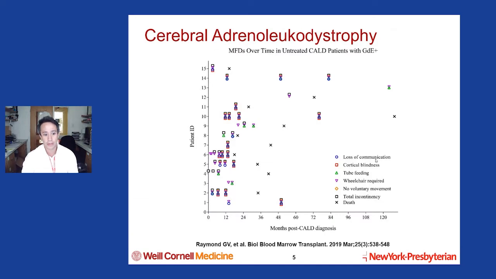So this is natural history work by the group out of Minnesota, who has some of the largest institutional experience with treating cerebral ALD. So what we see here on the x-axis at the bottom, months post childhood cerebral ALD diagnosis, patient ID on the y-axis. And if I can just draw your eye to the X's here, this is to illustrate the point that this disorder is progressive, and the patients untreated will succumb to disease somewhere between 3 to 5 years post their cerebral ALD diagnosis.